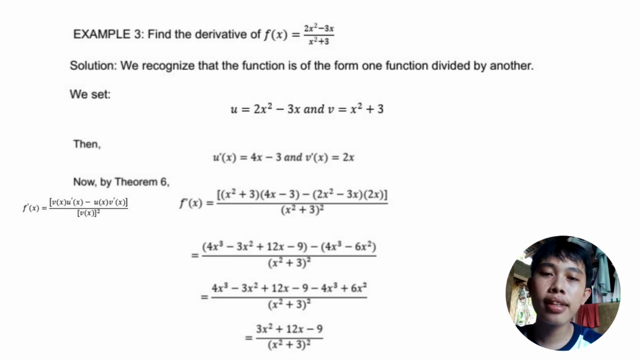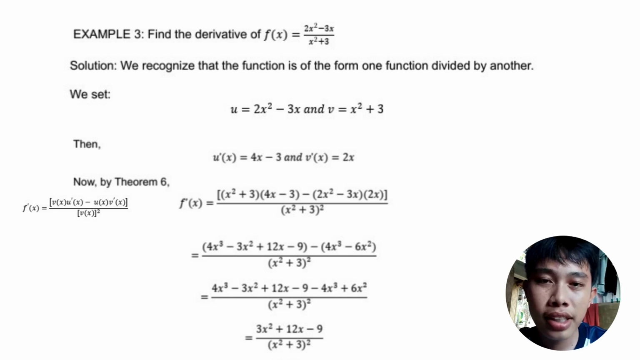Then we now simplify the numerator. So x squared times 4x is 4x cubed. Then x squared times negative 3 is negative 3x squared. Then 3 times 4x is equal to 12x. Then positive 3 times negative 3 is equal to negative 9. Minus 4x cubed minus 6x squared over x squared plus 3 squared.